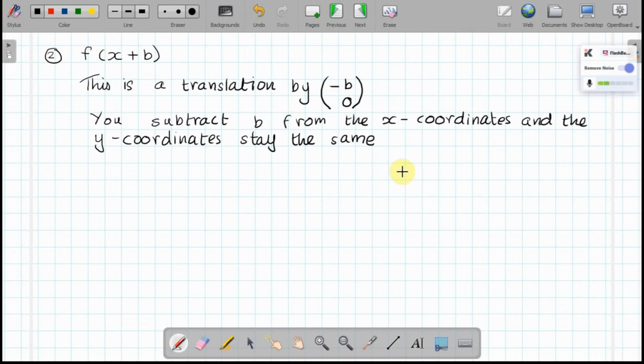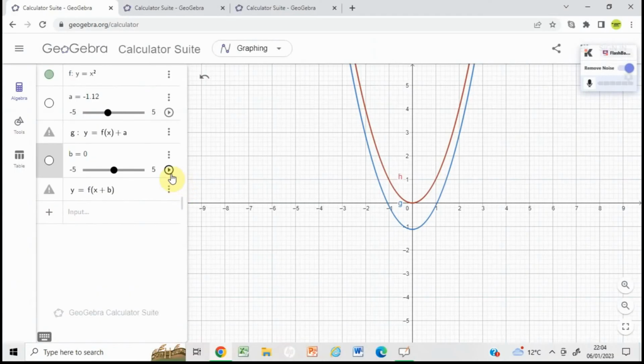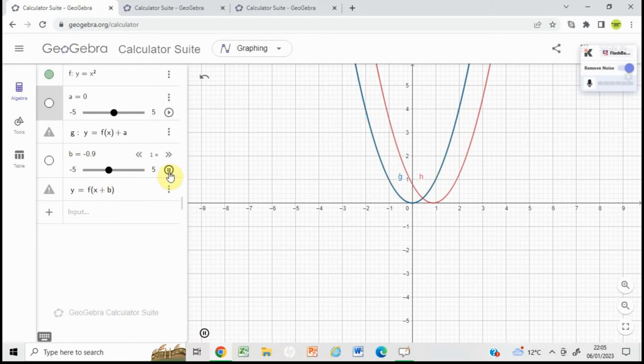Okay, how does this work? Let's have a look at the diagram. Okay, so we again have the graph of y equals x squared, or f of x equals x squared, and we are looking for the transformation f in brackets x plus b. This is what happens. As b is negative, the graph moves to the right because you're subtracting a negative number. And if b is positive, then the graph moves to the left. So it's a horizontal movement, a sideways movement.